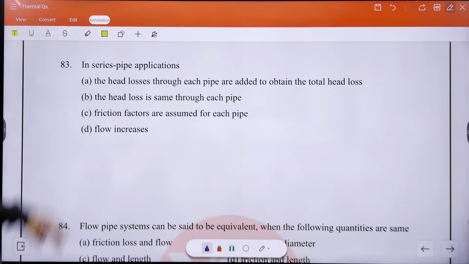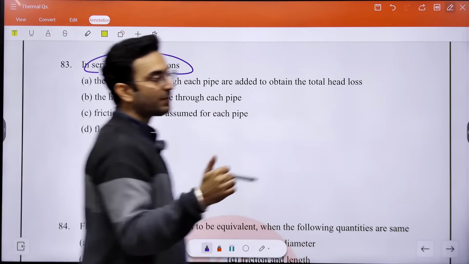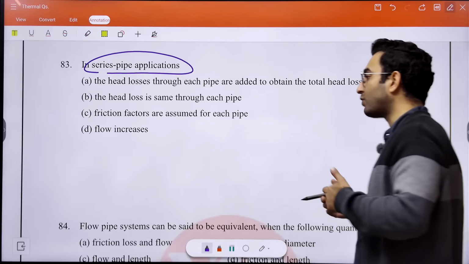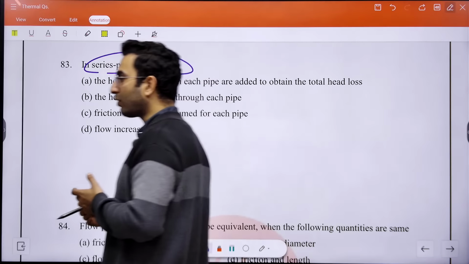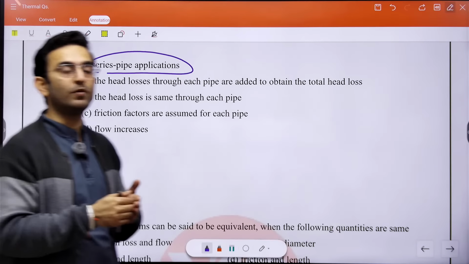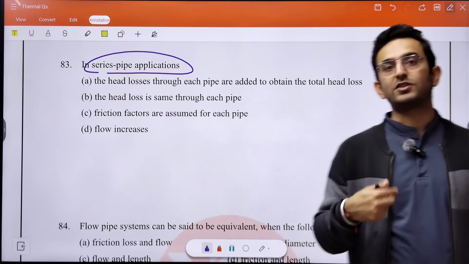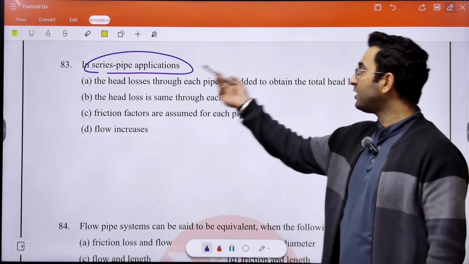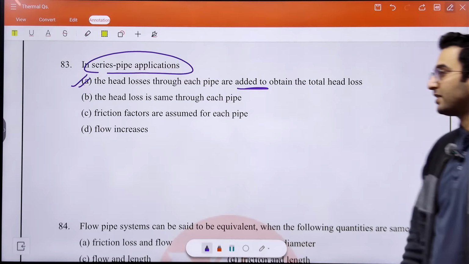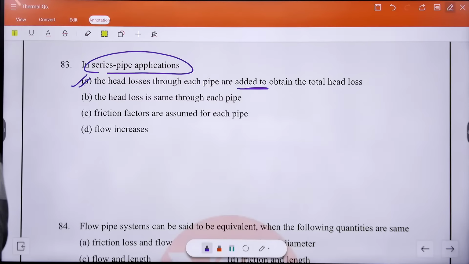Next, in series pipe applications, what is the required condition? Always remember that in a series pipe application, the total head losses are going to be added up, because the frictional contact increases and the total discharge remains constant. But if you have a parallel pipe connection, the head losses are the same, because at the inlet and outlet of both pipes the reservoir difference remains the same, and the discharges are added up. So in a series pipe application, the head losses are added up to obtain the total head loss. That is the required condition. Option A will be the correct answer in this case. That's again a very simple case.